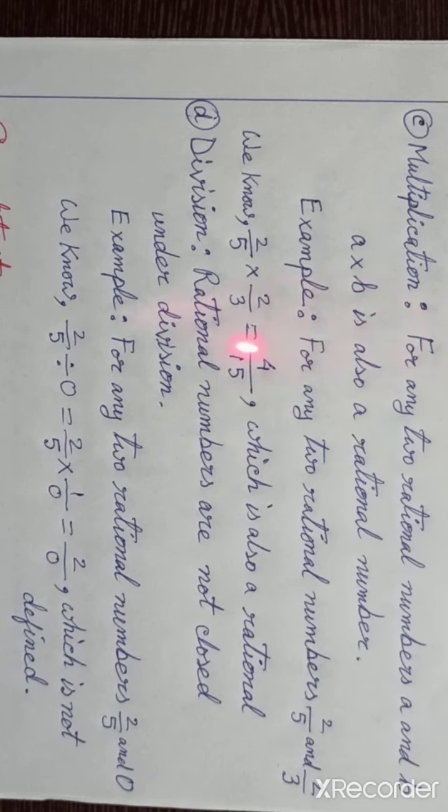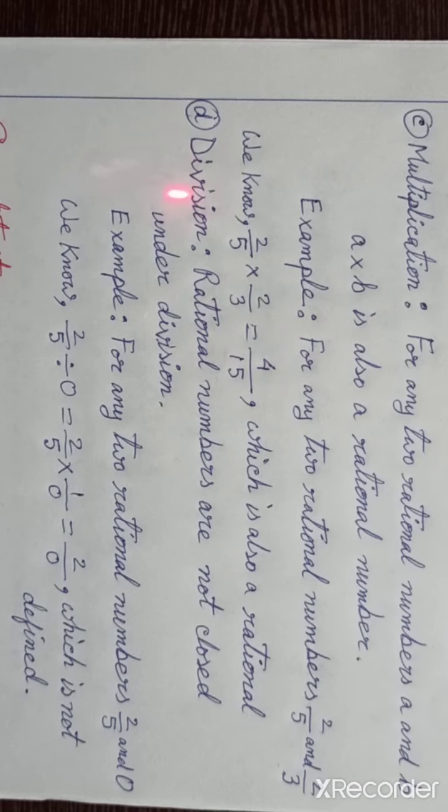Example, for any two rational numbers 2 by 5 and 2 by 3, 2 by 5 into 2 by 3 is equal to, if 2 and 2 are multiplied, we get 4. 5 and 3 are multiplied, we get 15. We know that 4 by 15 is also a rational number. Then we can say that rational numbers are closed under multiplication.